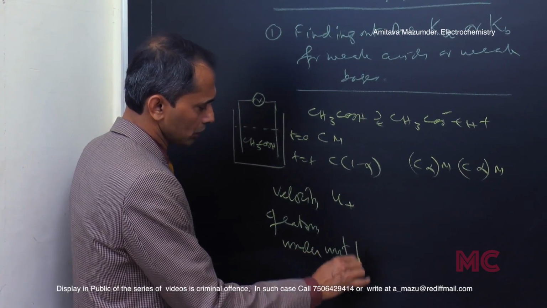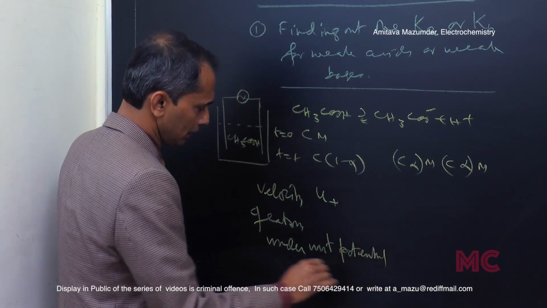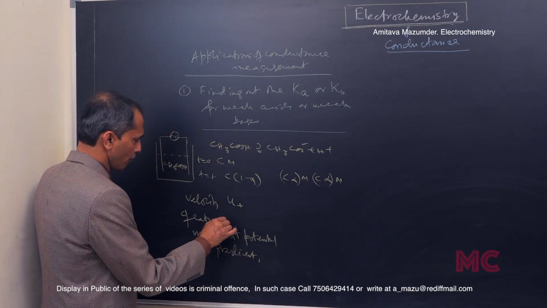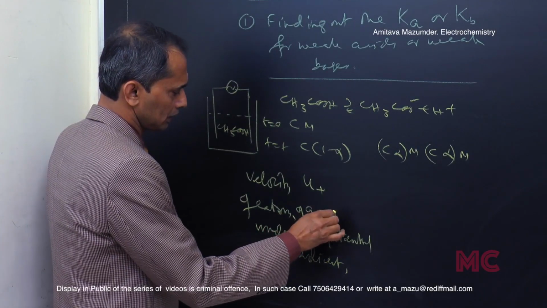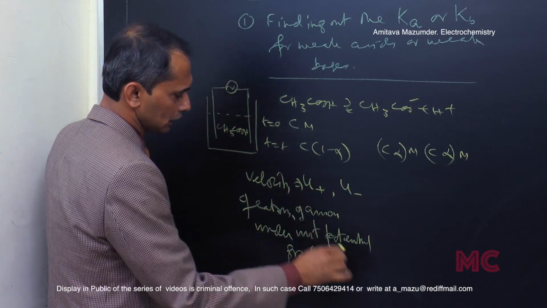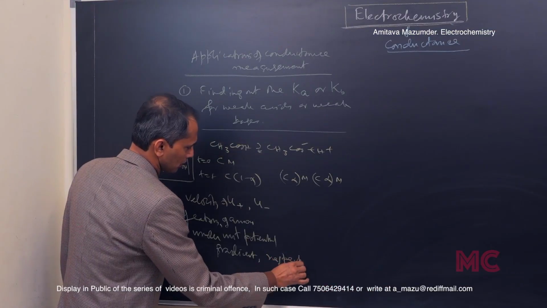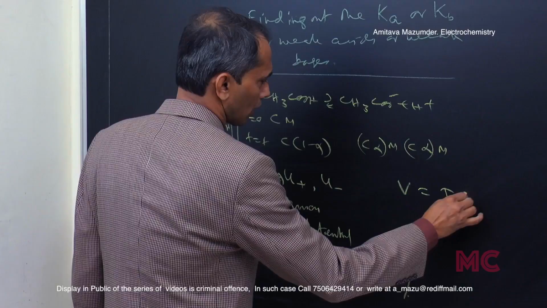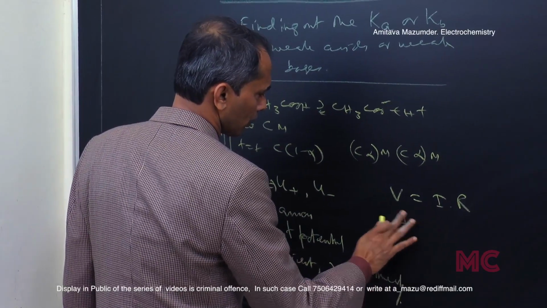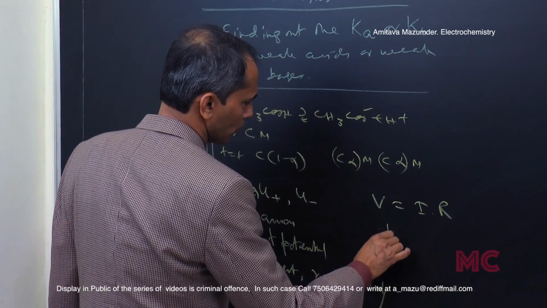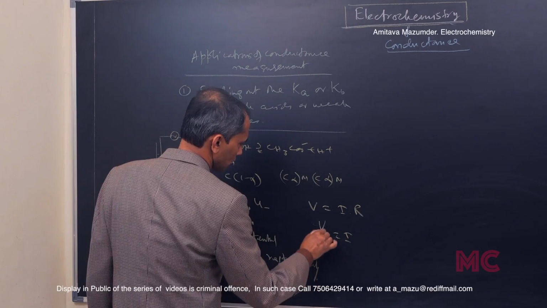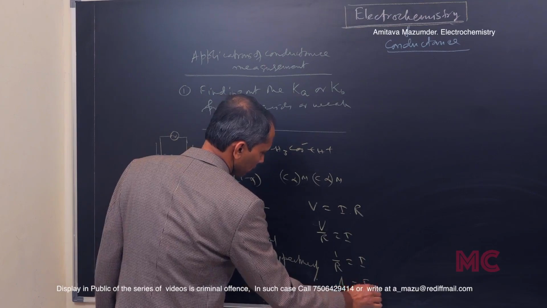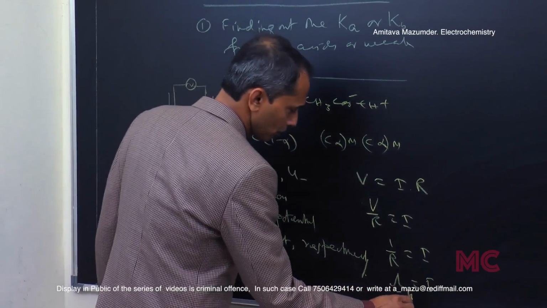Why are we talking about unit potential gradient? This is all physics. Potential gradient, let's say it is U plus for the cation and U minus for the anion, respectively. Why am I saying so? For example, in physics, V equal to I into R. So if I write V by R, that is equal to I, and if V is equal to 1, then 1 by R equal to I, so conductance equal to I. I'm talking about molar conductance.